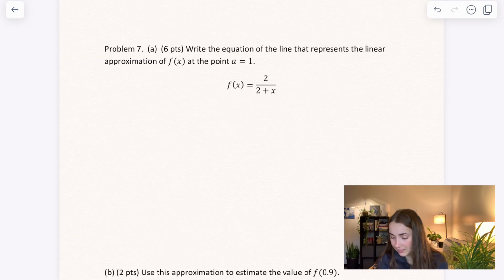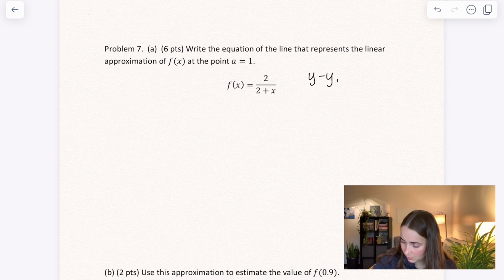Okay, so here we want to write the equation of the line that represents the linear approximation of our function at the point a equals 1. So when we want to do this, we are trying to solve the equation y minus y1 equals the slope times x minus x1. We already have our x1, and this is going to be the value of 1. So let's go ahead and find our y1. We're going to do that by plugging in our value into the function.